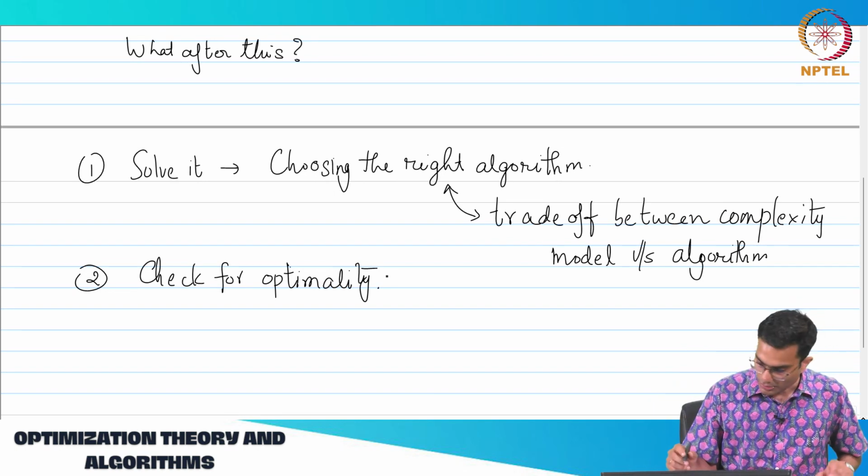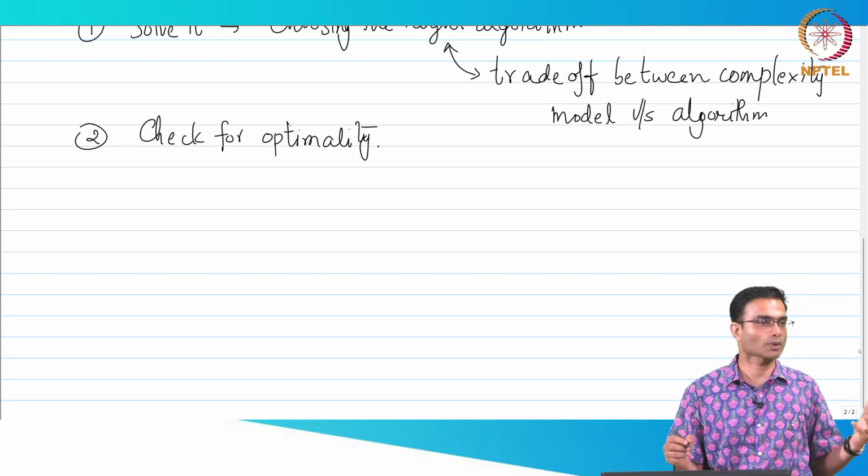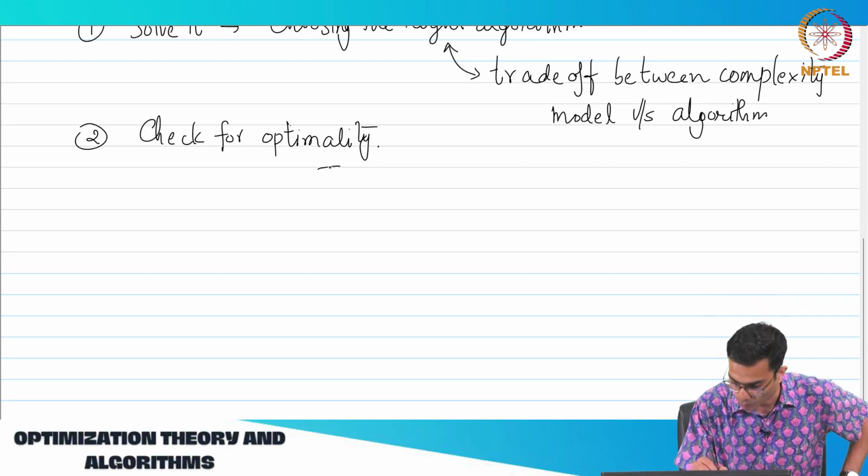So let's now look at types of problems. I've already given you an idea of types of problems in terms of constrained and unconstrained, but there are more. So let's talk about more types of problems.